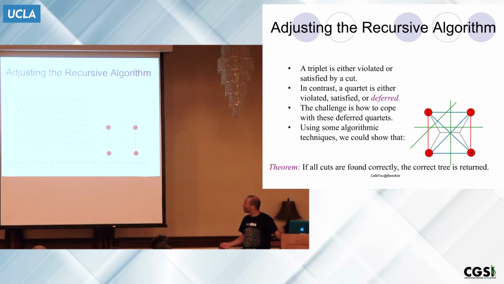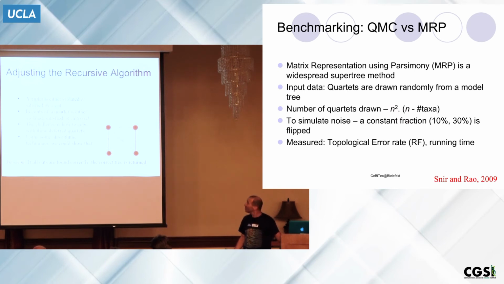So if all cuts are found correctly, the quartet tree is returned, and let's see if I have something. So this is the series.